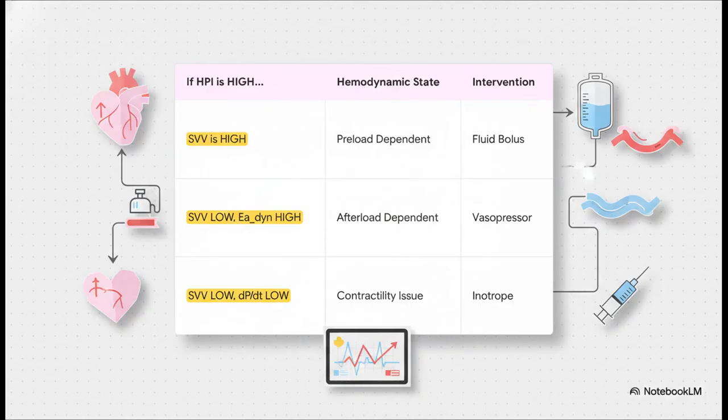So this table is where it all comes together. This is your clinical roadmap. If your HPI alarm goes off and you see that SVV is high, the problem is likely preload. The potential intervention, a fluid bolus. But what if HPI is high and SVV is low? Well, then you look at the other two pillars. If EA-DYNE is high, it's pointing to an afterload issue, so you'd consider a vasopressor. And if both SVV is low and dp/dt is also low, the root cause is probably a contractility problem, guiding you towards an inotrope. It's an incredibly logical, targeted, and physiology-based approach to treatment.